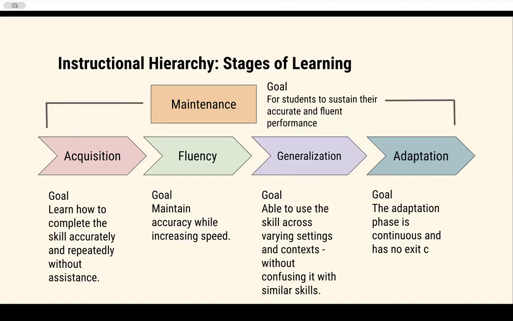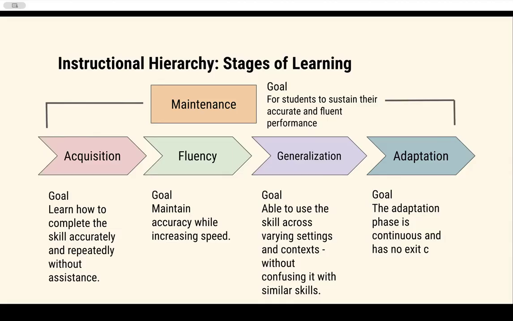When our students are learning something new, we say they are starting in the acquisition stage. The goal for that stage is for our students to learn how to complete the skill accurately and repeatedly without any assistance. Once they are doing that, they move to the fluency stage. The goal there is to keep the accuracy they gained in the acquisition stage, but now work on increasing their speed.